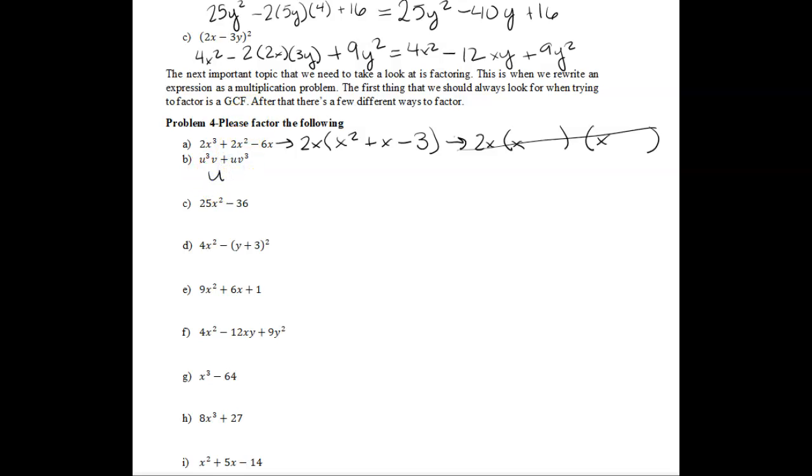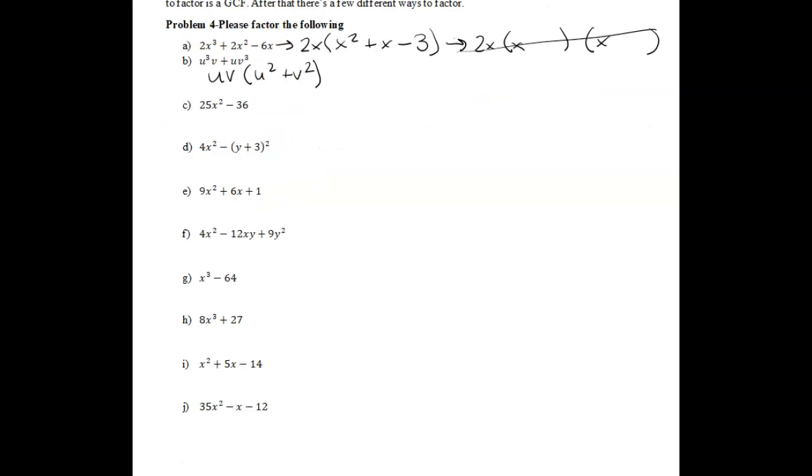And then I have a v here and a v cubed here, so because my first term only has 1 v, I can only factor out 1 v, put a set of parentheses, write out what's left. So then I would get u squared plus v squared. Alright, and then that's about it, because that doesn't turn out to be a square of a sum.